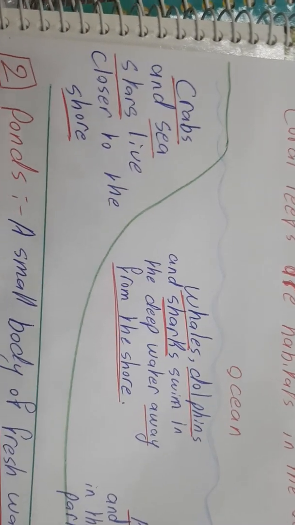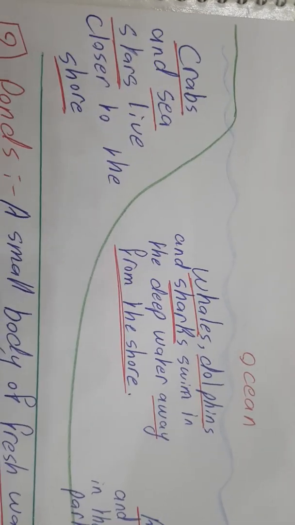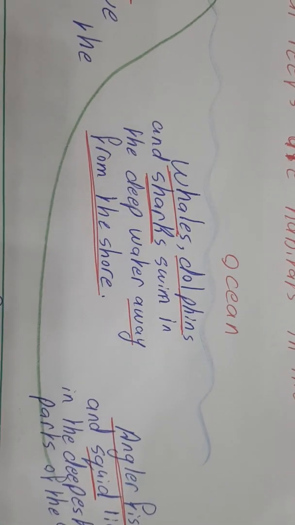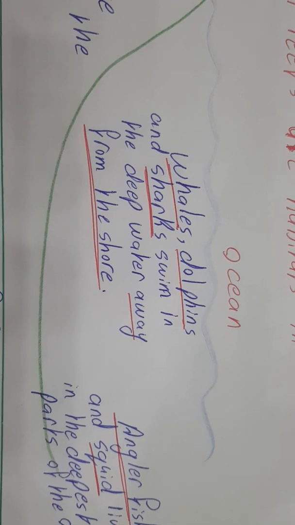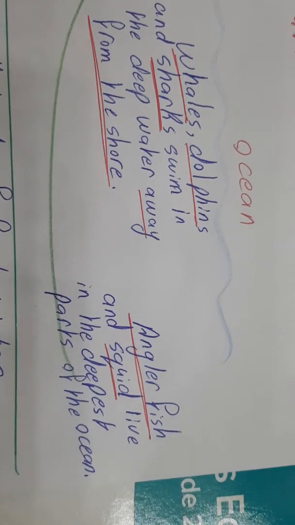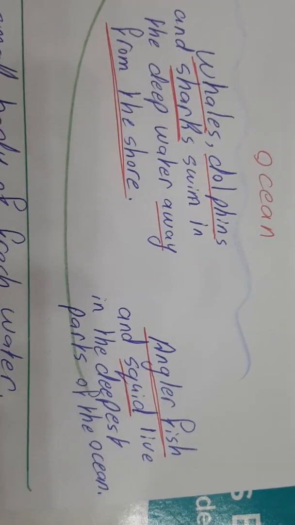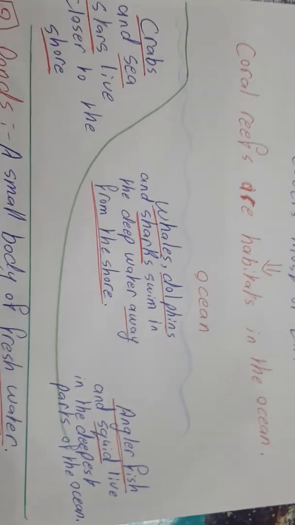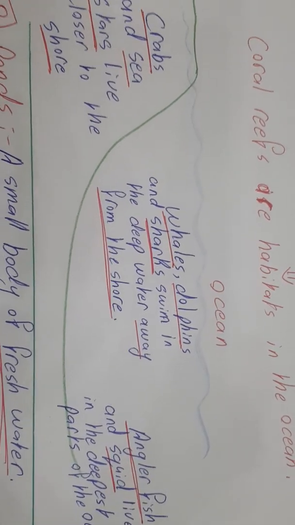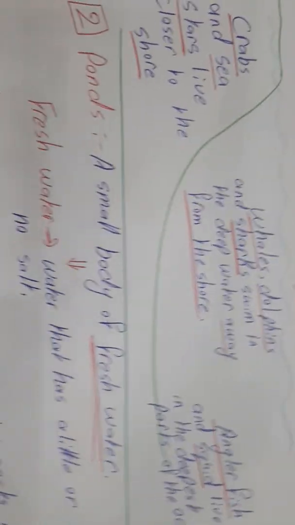Now, which animals live in ocean? Crabs, sea stars live closer to the shore, as you see. Whales, dolphins, and sharks swim in deep water away from the shore. Okay. Now, anglerfish and squid live in the deepest part of the ocean. But all of those animals live in ocean, also fish and all other animals.